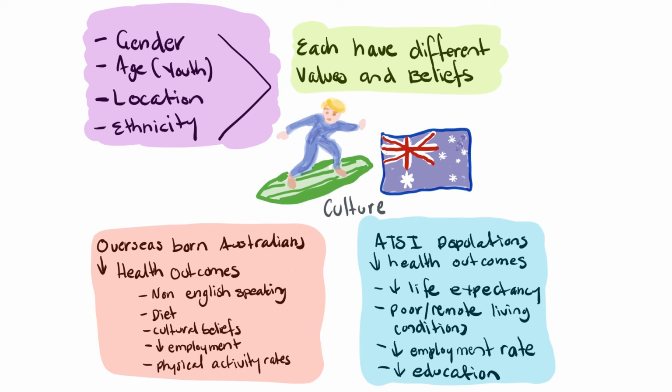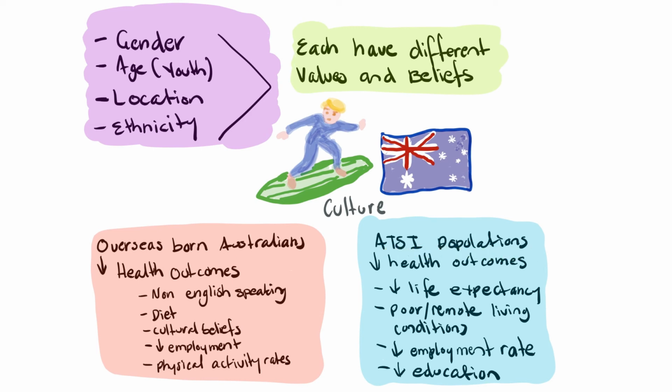Now, when we look at all these different cultures, there can be subcultures within a culture, and the main thing to realise is that each one of these cultures has different sets of values and beliefs, which can impact an individual's health outcomes. In Australia, we obviously have a lot of different cultures, but two cultures which we need to have a look at that are, I guess, highly disadvantaged in relation to health outcomes are Australians born overseas and Aboriginal and Torres Strait Islander populations.